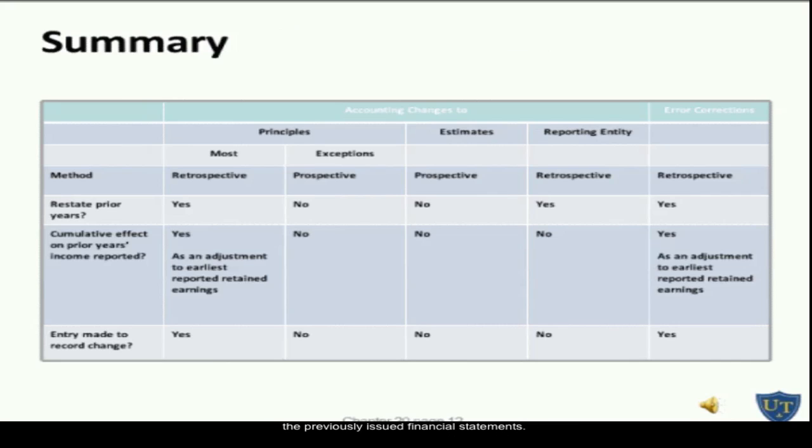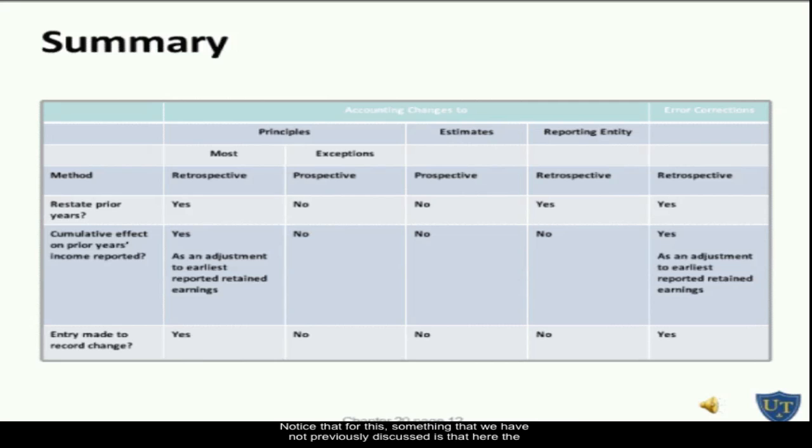This graphic summarizes what we've discussed related to the 3 types of accounting changes and then our category of error corrections, showing the appropriate method, whether or not you restate prior years, any cumulative effect on previously issued financial statements, and whether or not you make a journal entry.